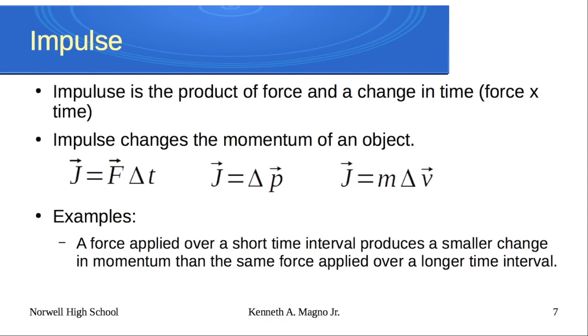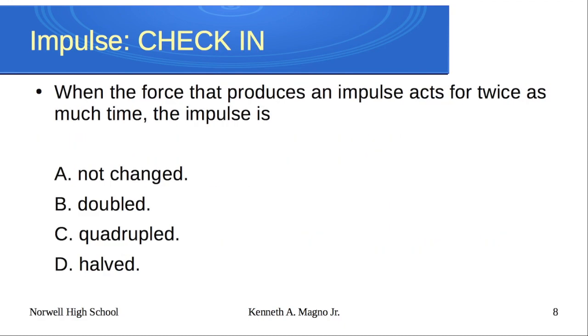So an example of this is a force that's applied over a short interval of time will produce a smaller change in momentum than the same force applied over a longer interval of time. So it's like tapping on the gas in your car versus holding the gas down. You get that short burst, that short change in velocity, versus if you hold the gas down, you get a longer time with the force, which gives you a larger change in velocity.